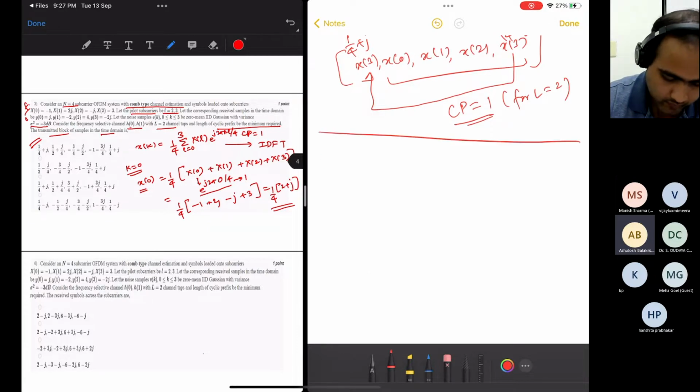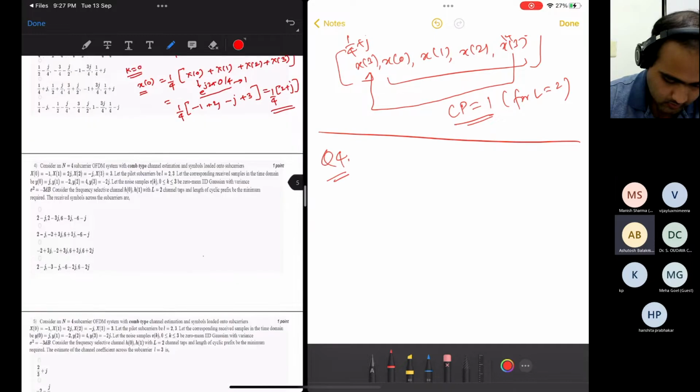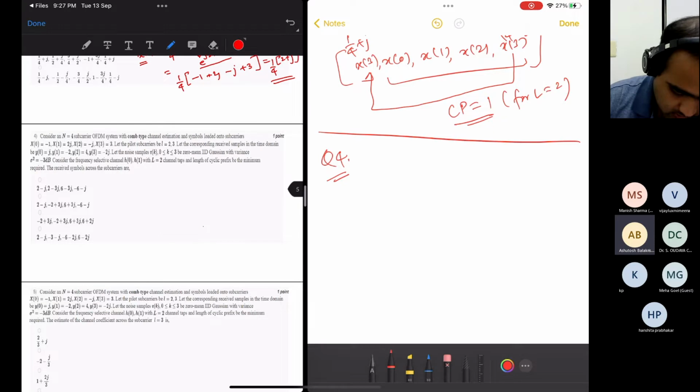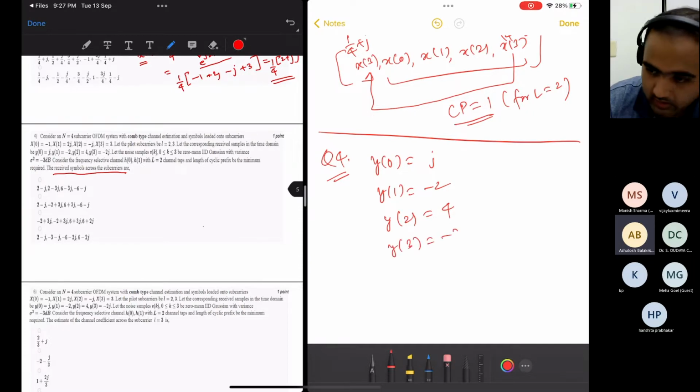Question 4. Okay. So question 4 is also following question 3. And here we need the received symbols across the subcarriers. So we are given in time domain that y0 is j, y1 is -2, y2 is 4, and y3 is -2j. Okay, so this is in time domain.